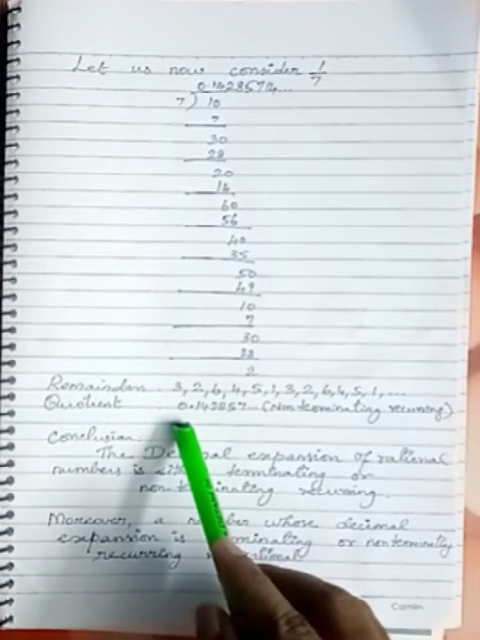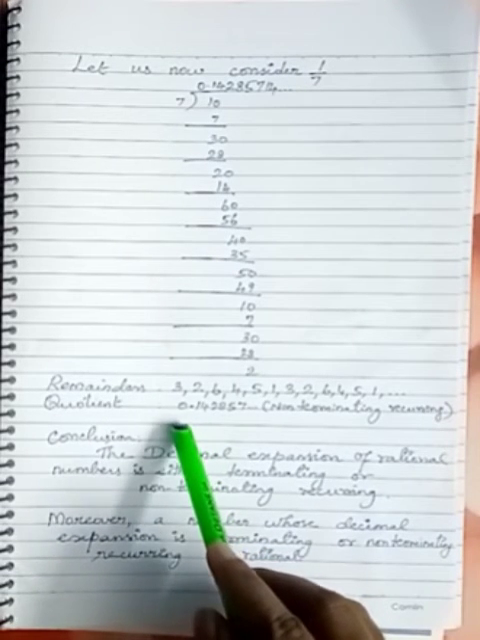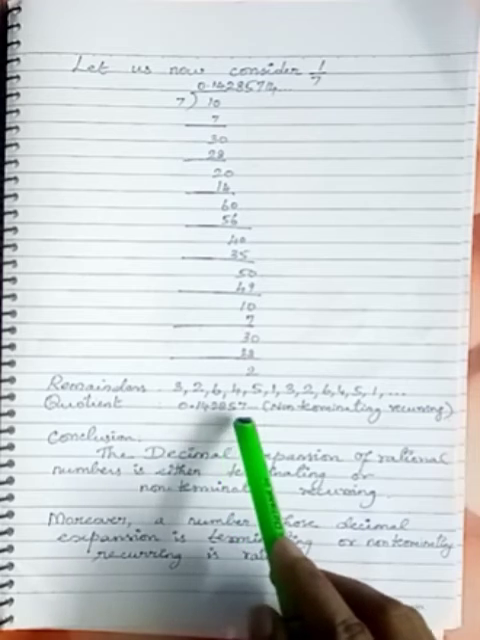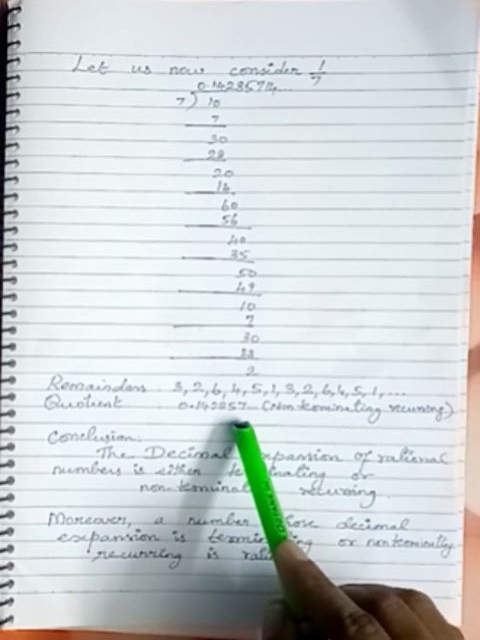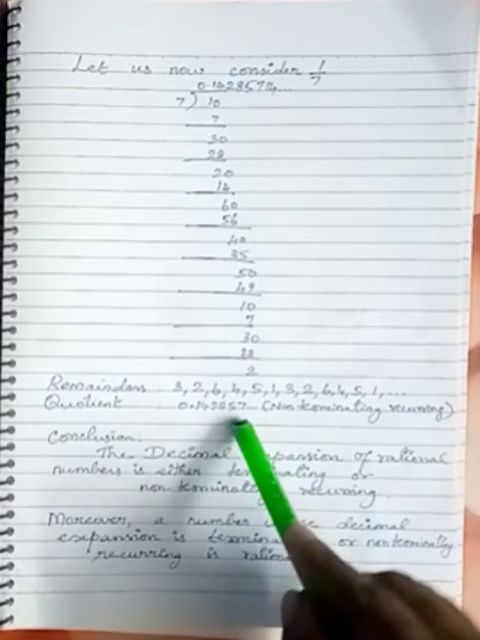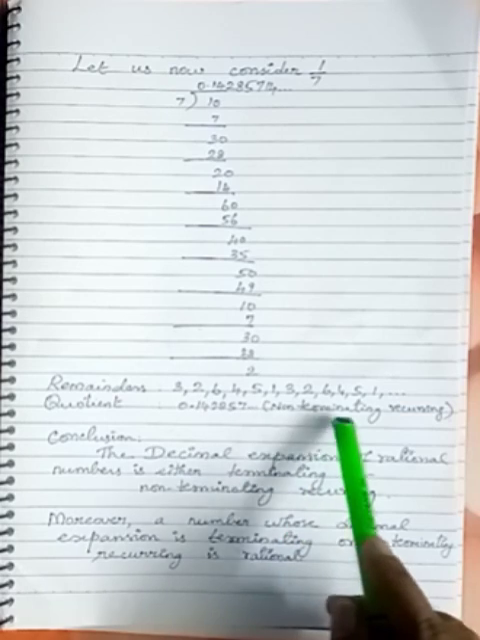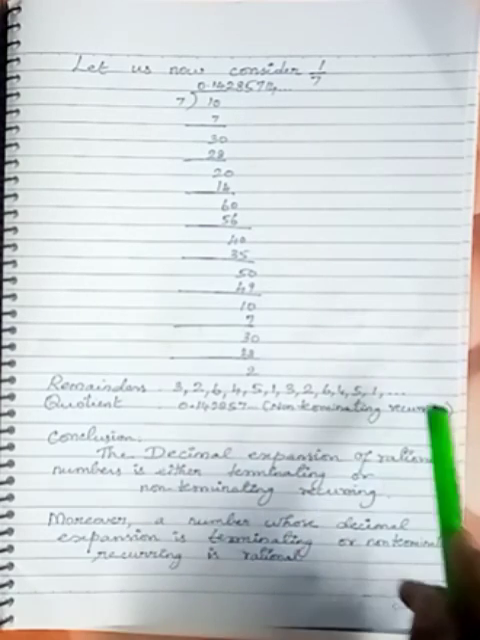Looking at the quotient, we are getting a quotient that is 0.142857. Again the number block is repeating like 142857, 142857, etc. This type is again non-terminating. Again it is a recurring type.